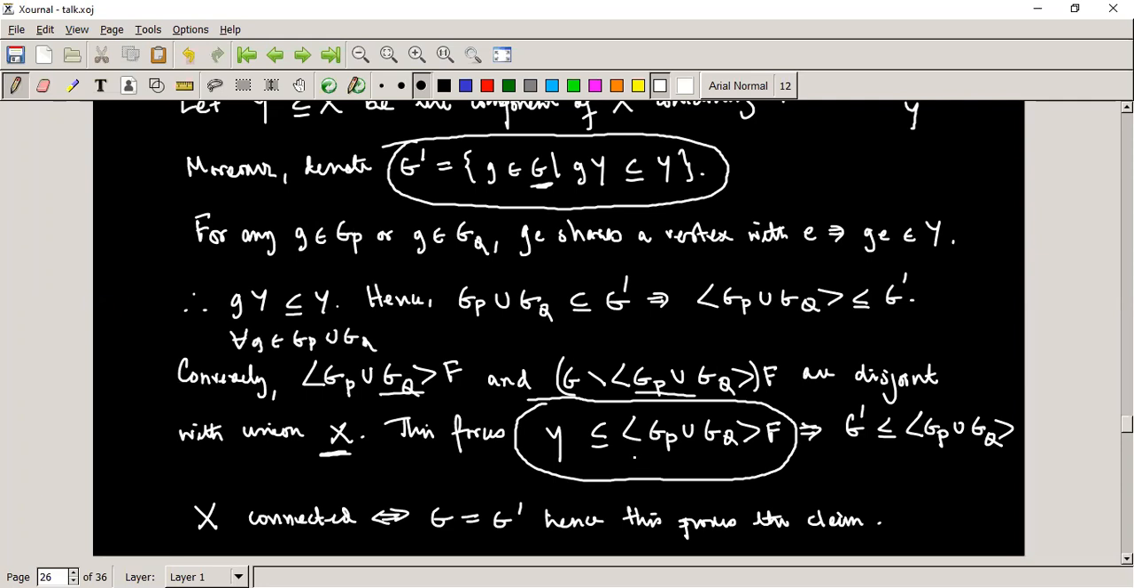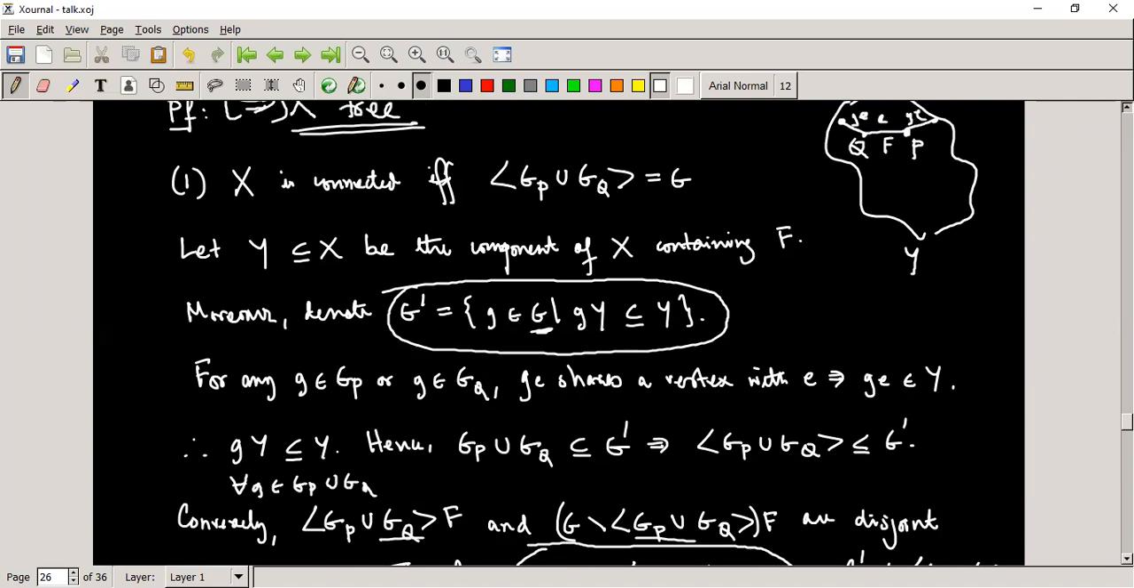Okay. Because anything from G prime fixes Y, so it fixes the orbit of F under G_P union G_Q as well. I mean, it has to be contained in the group generated by G_P union G_Q as well. Okay, so I hope this is clear.